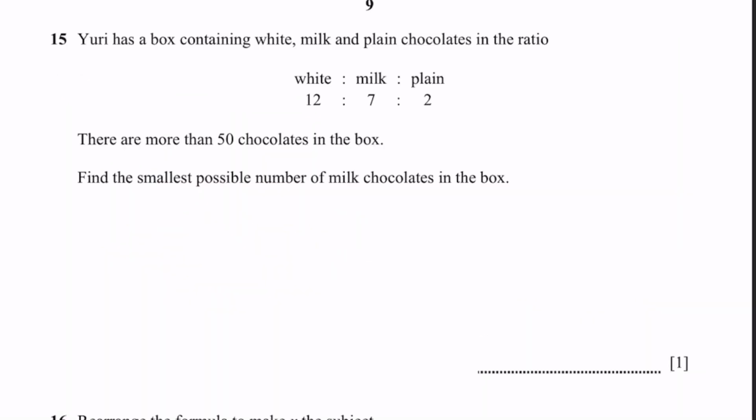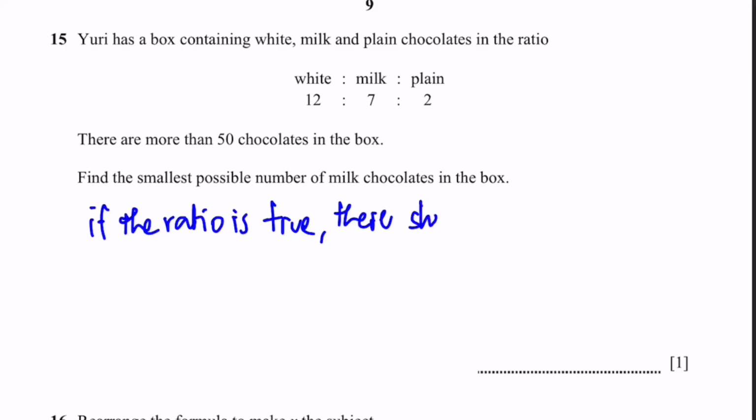Question 15. Yuri has a box containing white, milk, and plain chocolates in the ratio white is to milk is to plain equals 12 is to 7 is to 2. There are more than 50 chocolates in the box. Find the smallest number of milk chocolates in the box. So there are more than 50 chocolates. And in this one, if the ratio is true, that means there should be a multiple of a certain number in the box.